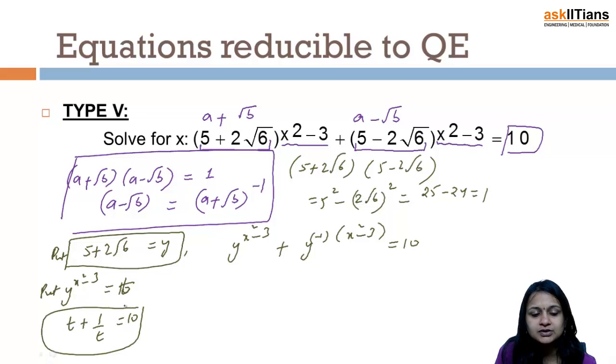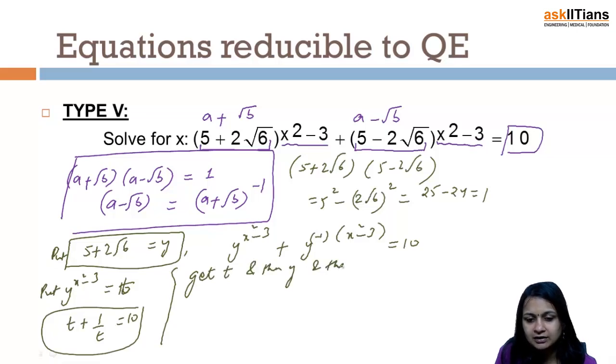So what we have to do is solve in several steps. First of all we will get the value of t. First we will get t, then we will get y, and then finally we will get x. This will give us the final answer for x.